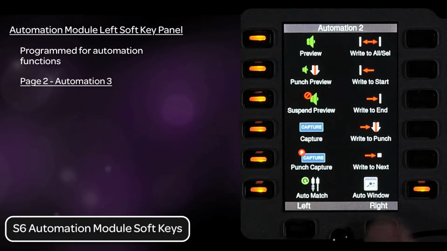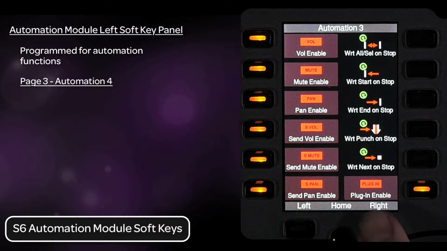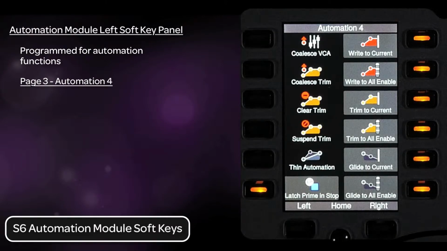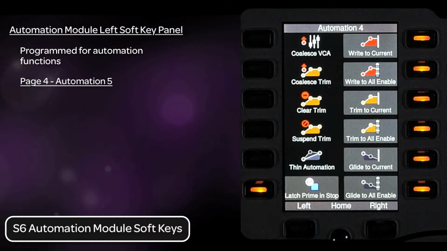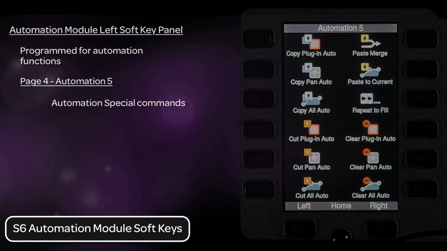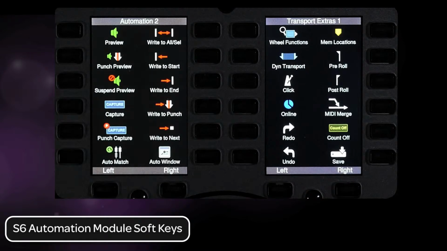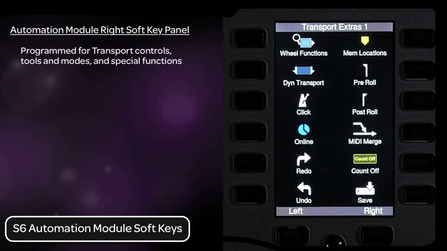Page 2, Automation 3, are all the automation enable commands, as well as the write on stop commands. Page 3, Automation 4, have VCA and trim actions, latch prime on stop, and other automation actions. Page 4, Automation 5, is programmed for the automation special editing commands. The right panel is programmed for transport controls, tools and modes, as well as special functions.